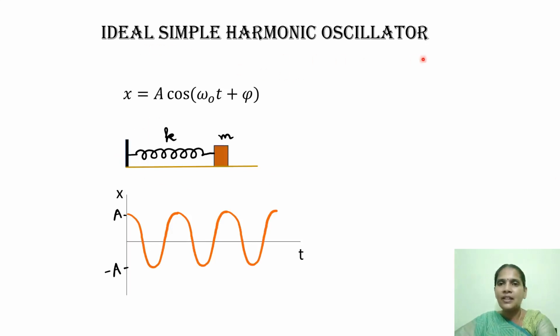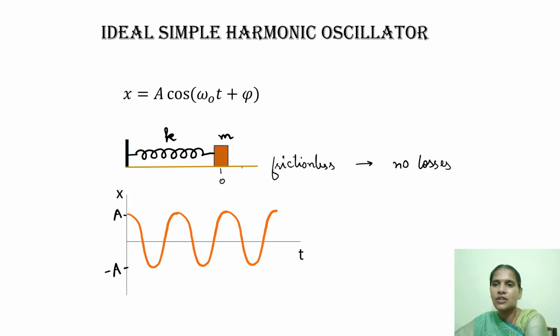Consider an ideal simple harmonic oscillator. An ideal simple harmonic oscillator is a spring mass system oscillating on a smooth frictionless surface. When the surface is smooth and has zero friction, it means there are no losses. Since there are no losses, once the system is set into oscillation between A and minus A, the oscillations are sustained over long duration of time. That is, the system oscillates with constant amplitude irrespective of the time.